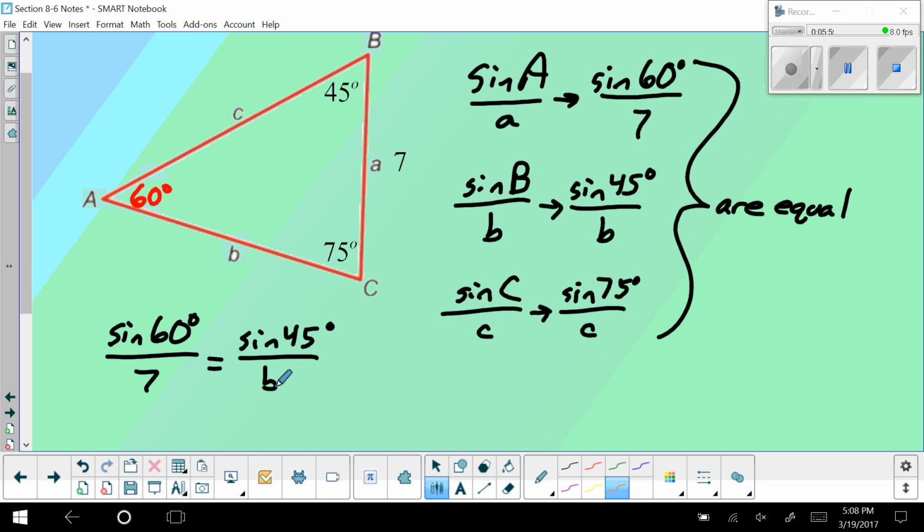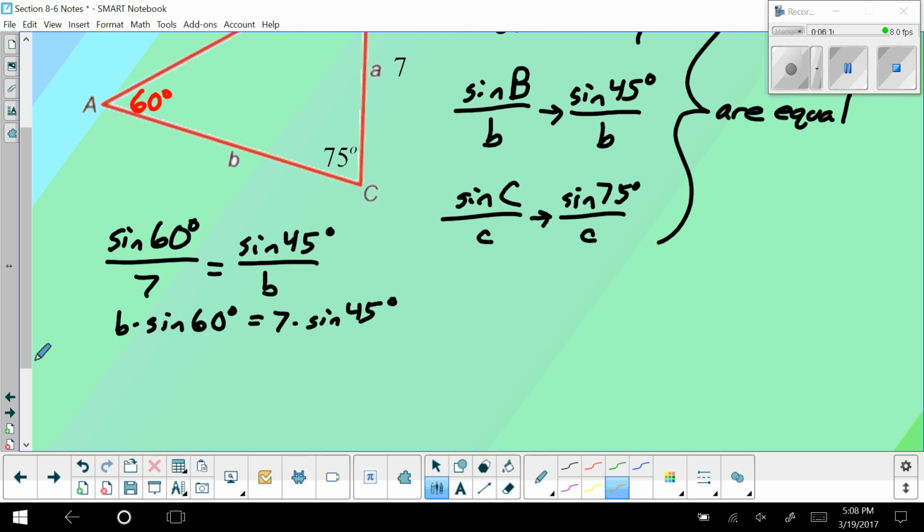Well, then I can cross multiply, so I'd have B times the sine of 60 equals 7 times the sine of 45. Divide each side by the sine of 60 degrees. I get B equals 7 times the sine of 45 degrees divided by the sine of 60 degrees. And if I work that out, I get that B is equal to 5.715.